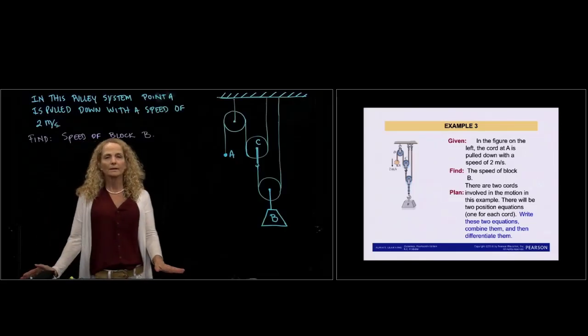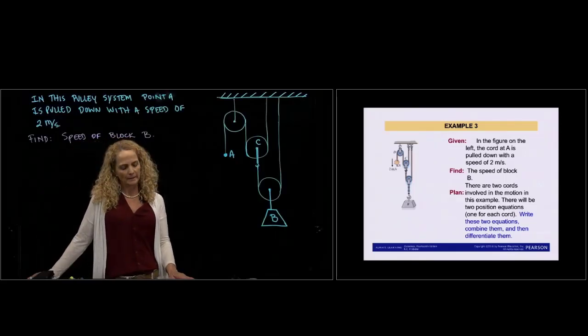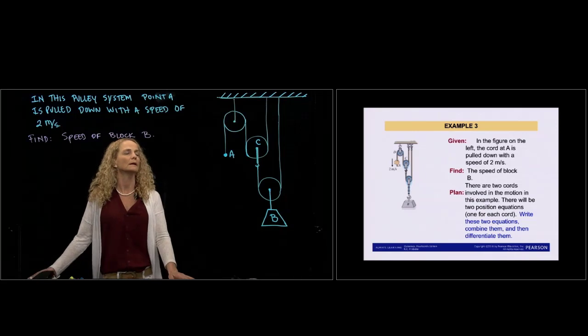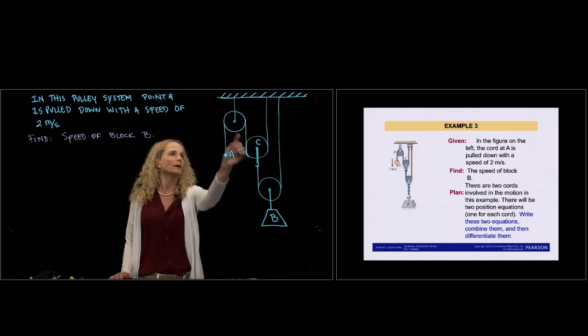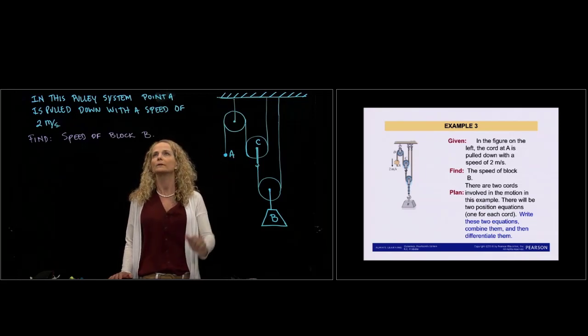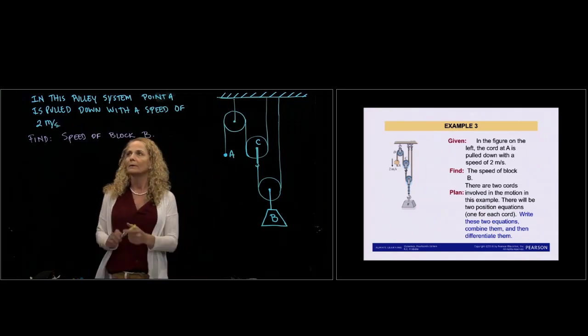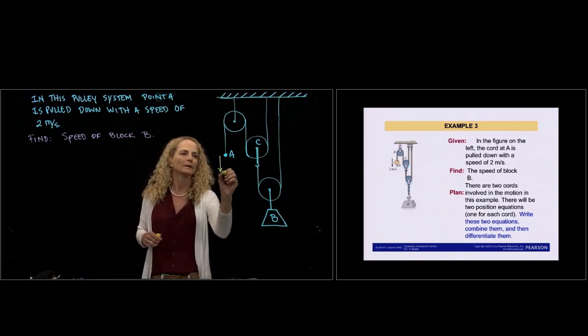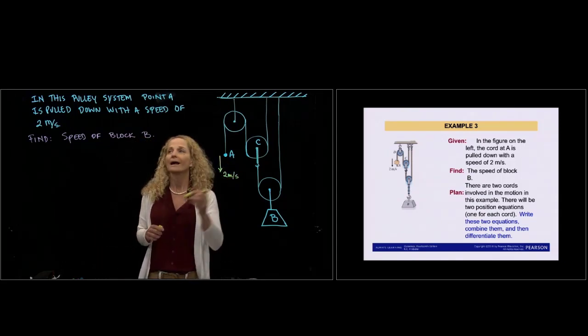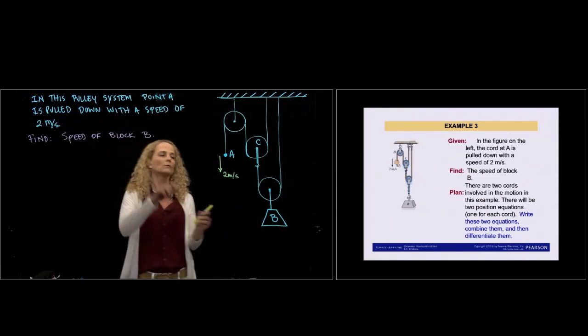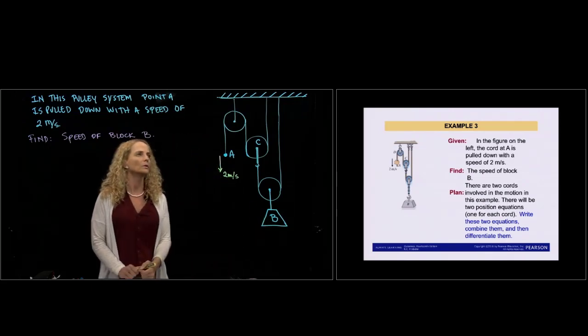This is example 3 of section number 12.9. So we have in this system of pulleys, 3 pulleys, and point A is pulled down, you can imagine with the hand, right? Pulling down with a speed of 2 meters per second. So I have a speed right here, meter per second, and we want to find the speed of block B. So how do we do this?